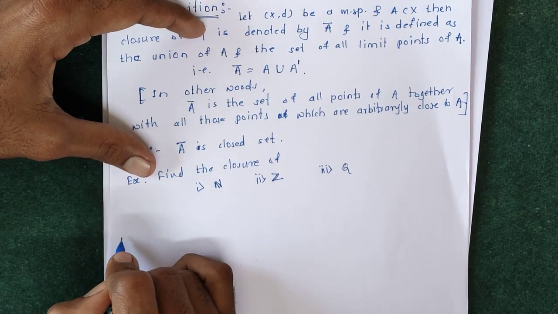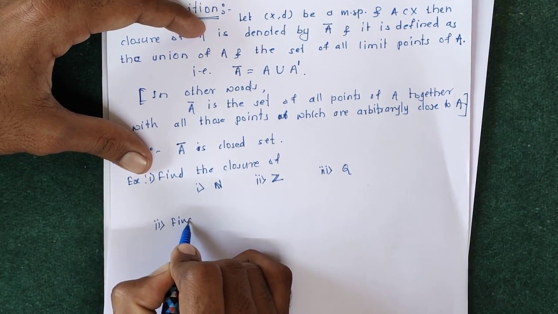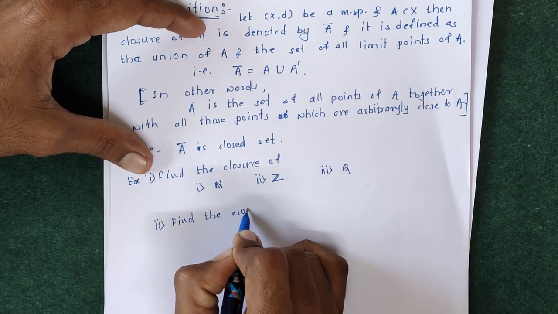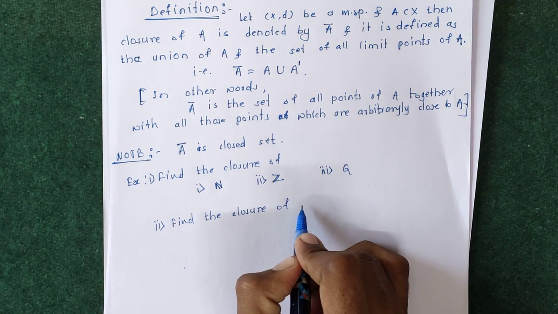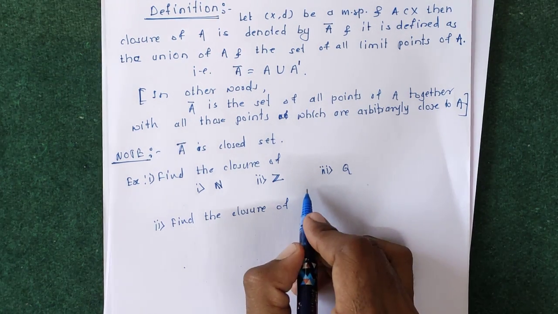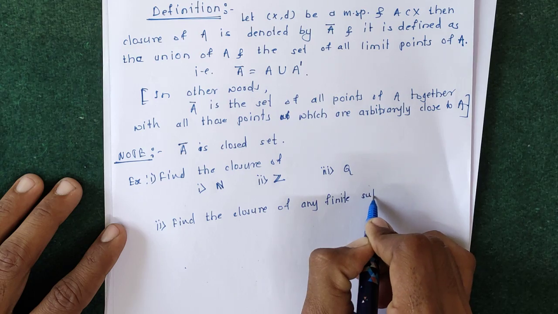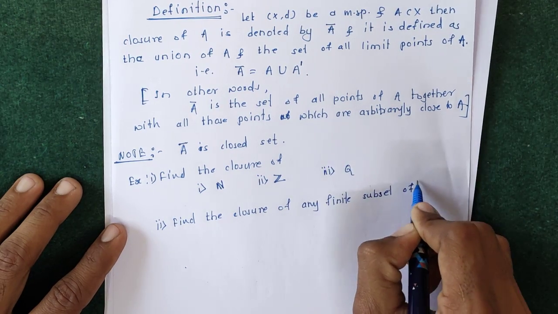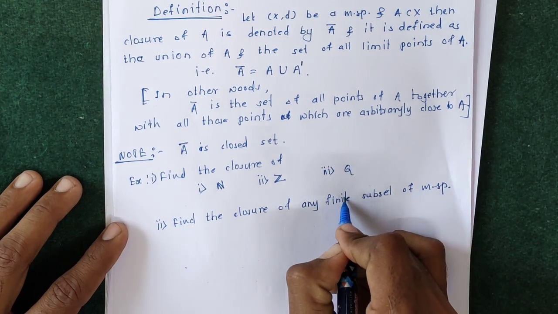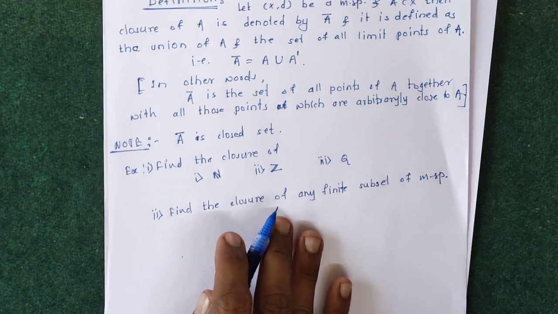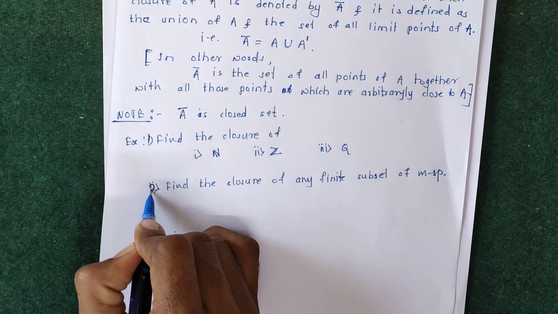Now we will see the theorem and also one more example for your homework. Find the closure of any finite subset of metric space. If you are given a finite subset of metric space (X, d), find the closure of that set. These two examples are for your homework.